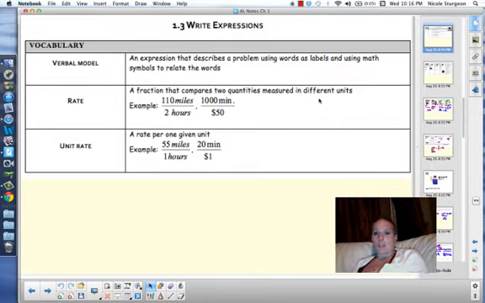We're going to be talking about the idea of a rate, a fraction that compares two quantities measured in different units. And we're going to be talking about unit rates, a rate per one given unit. Some things that are common, right? Miles per hour, minutes per dollar, dollars per minute. So taking a look at those pieces is where we're headed.